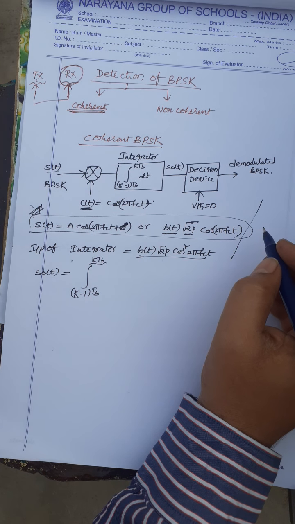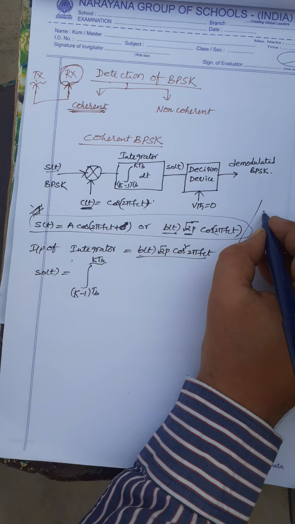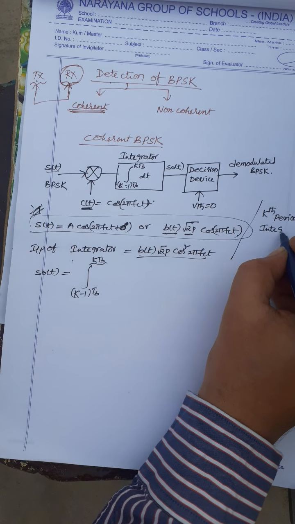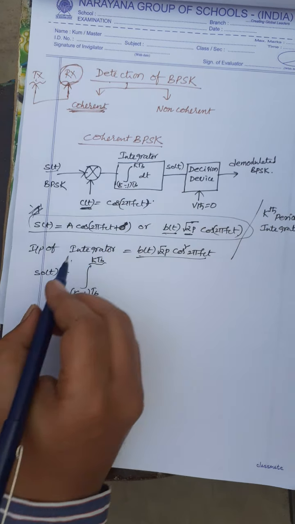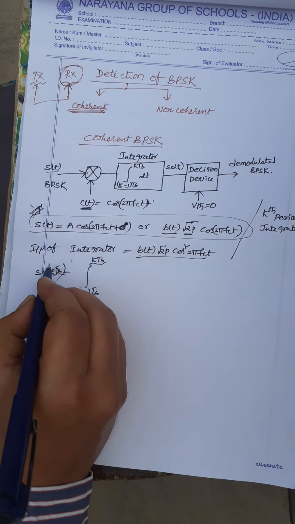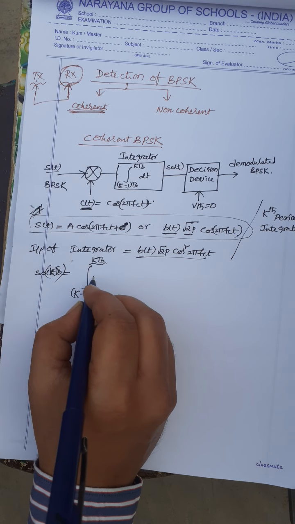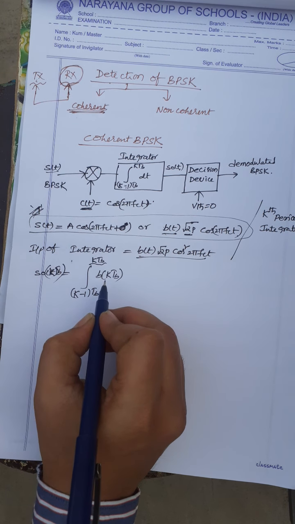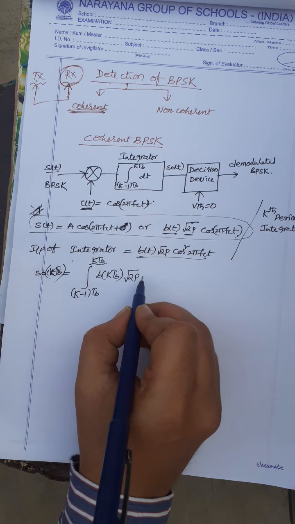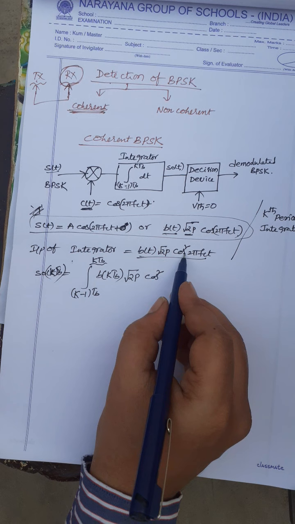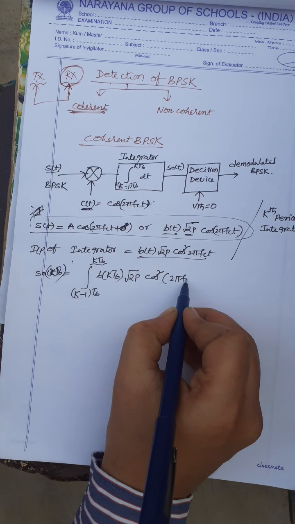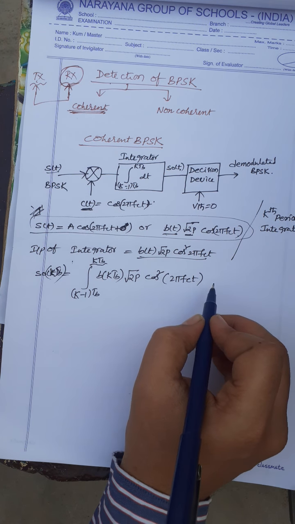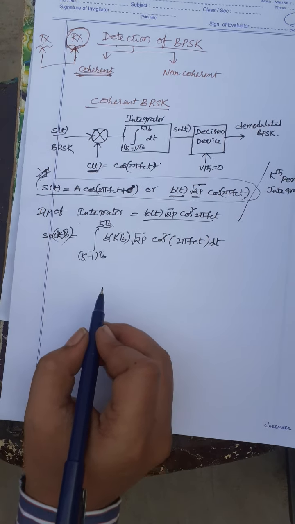So I want to make one point here. The signal is passing through the integrator, where the integrator is a kth period integrator. Wherever there is t, I am writing KTB, so that it becomes the kth period integrator. Here B of t, here also t is there, so I write B of KTB under root 2p cos square 2 pi FCT into dt.